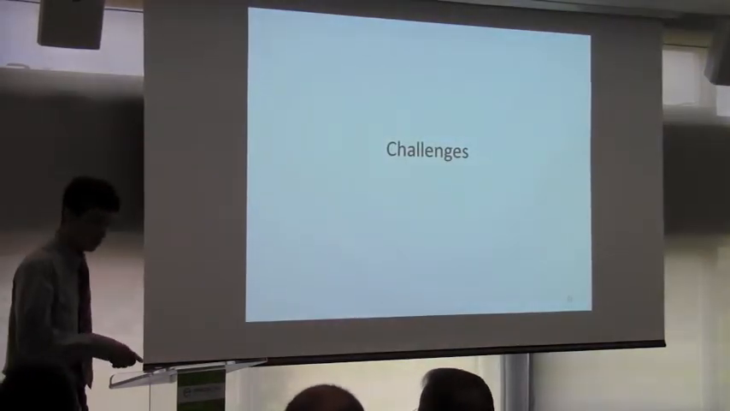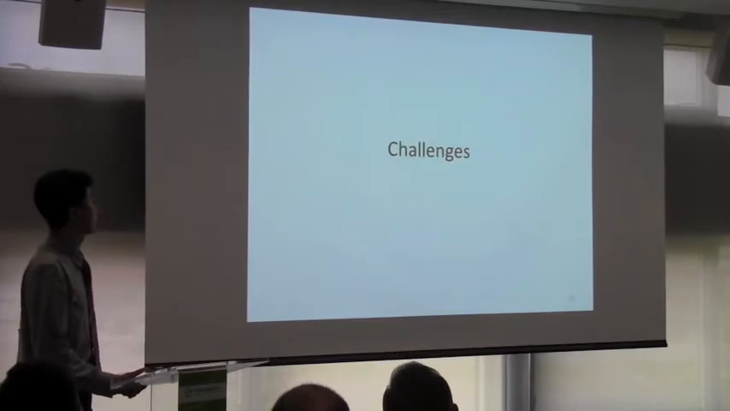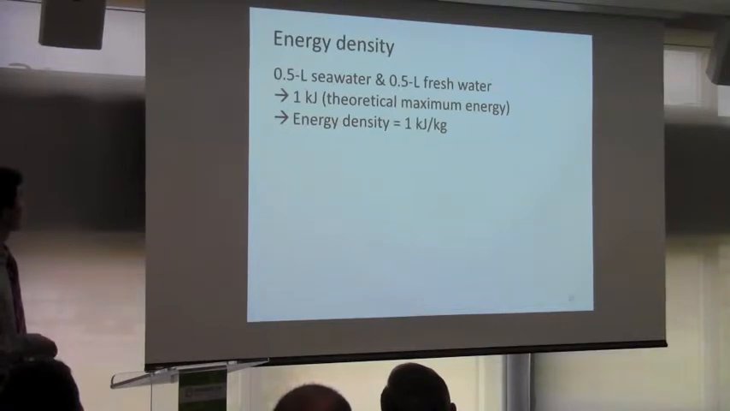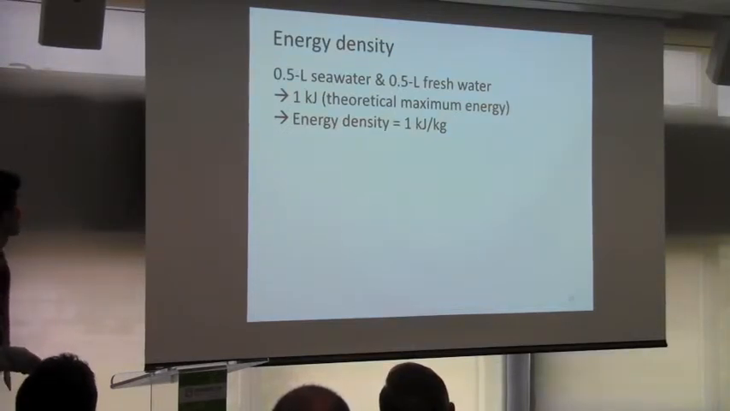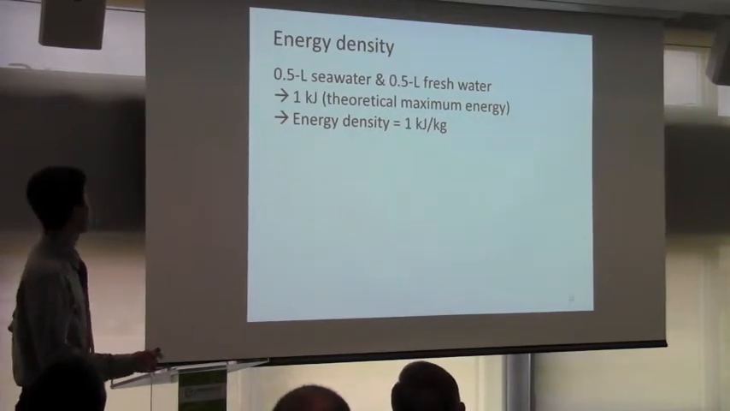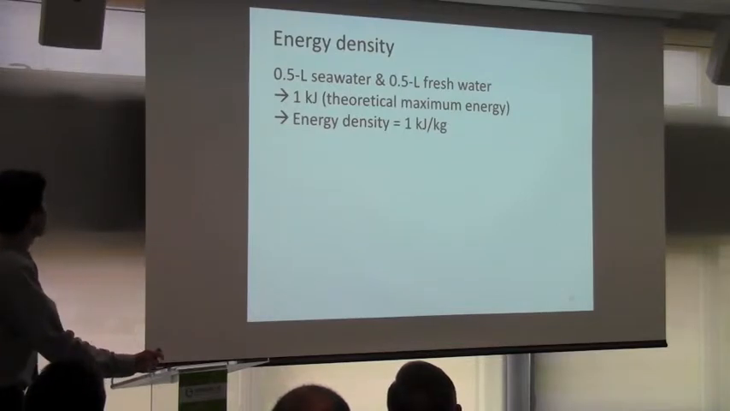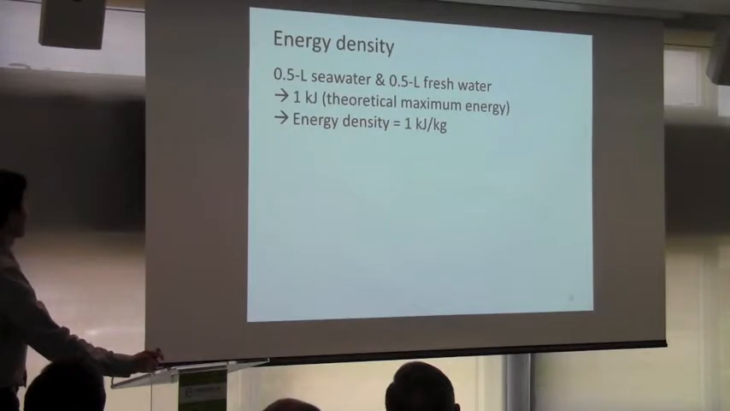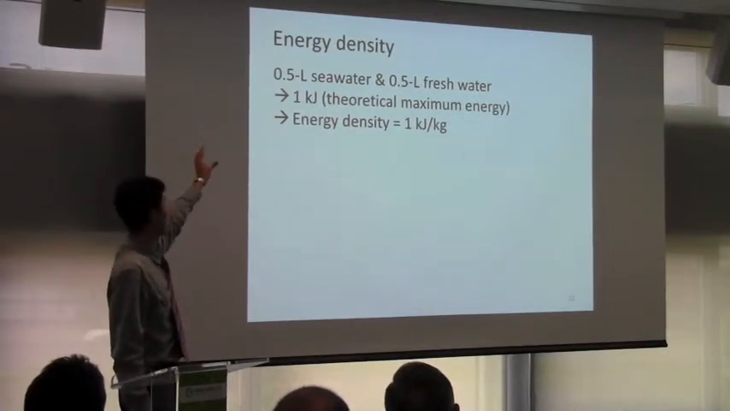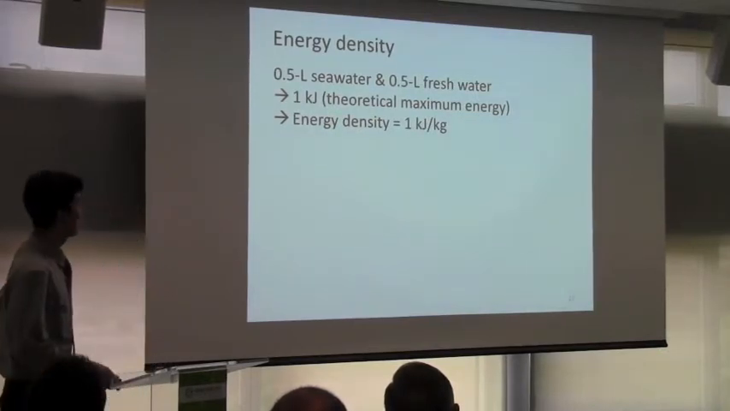So to achieve full-scale power generation using these technologies, there are some challenges. Let me start with the energy density of salinity gradient energy. Let's say we have 0.5 liter of seawater and 0.5 liter of fresh water. So we have 1 kilogram of water. And out of this salinity gradient, we can produce up to 1 kilojoule. So basically, the energy density of the salinity gradient is 1 kilojoule per kilogram.